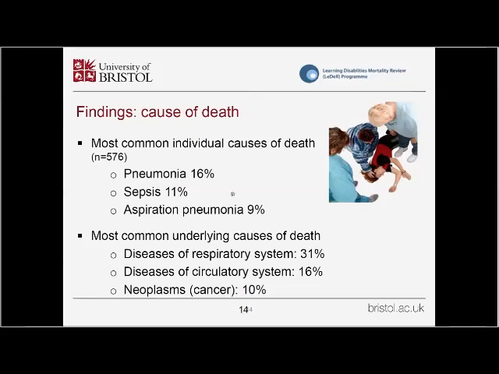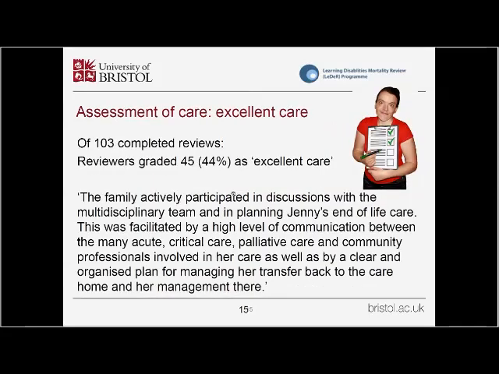Diseases of the circulatory system were the underlying cause of death in 16% of deaths, and cancers in 10%. The next slide shows the assessment of care. So reviewers are asked to assess the care provided to the person who died based on the information they have in the mortality review. Some reviewers grade this independently, some grade the care in conjunction with a leader programme, local area contact, or a steering group.